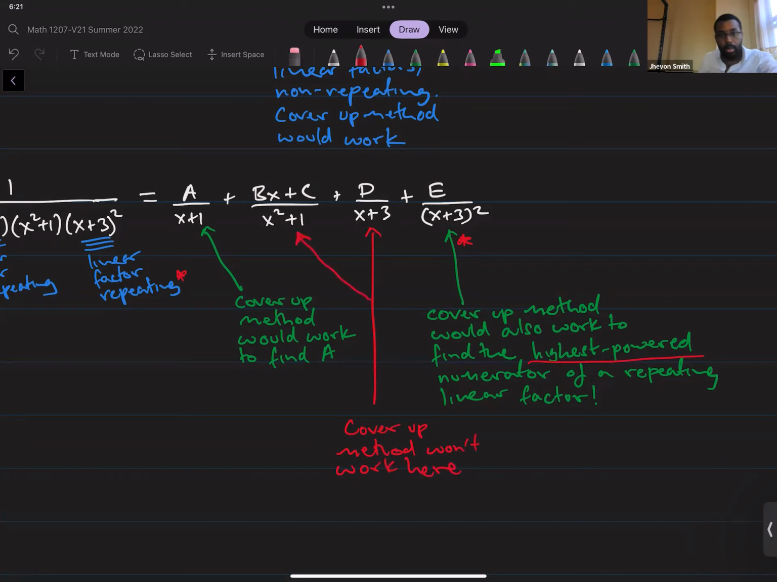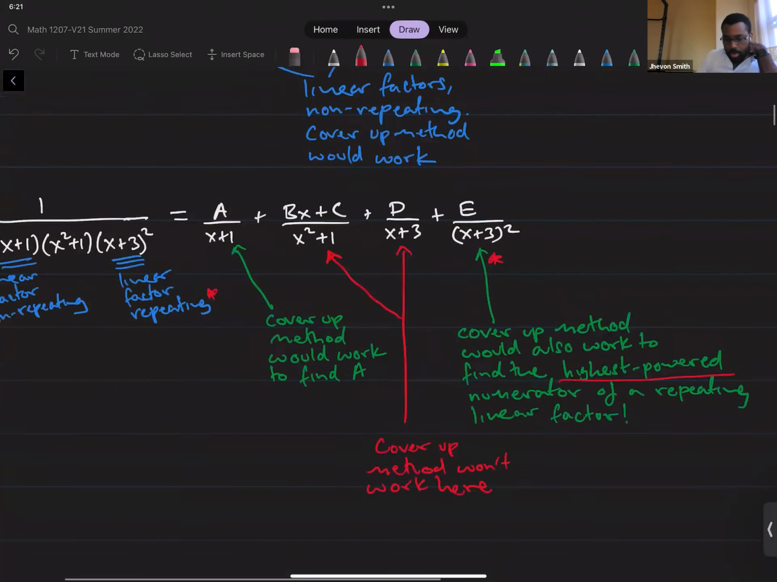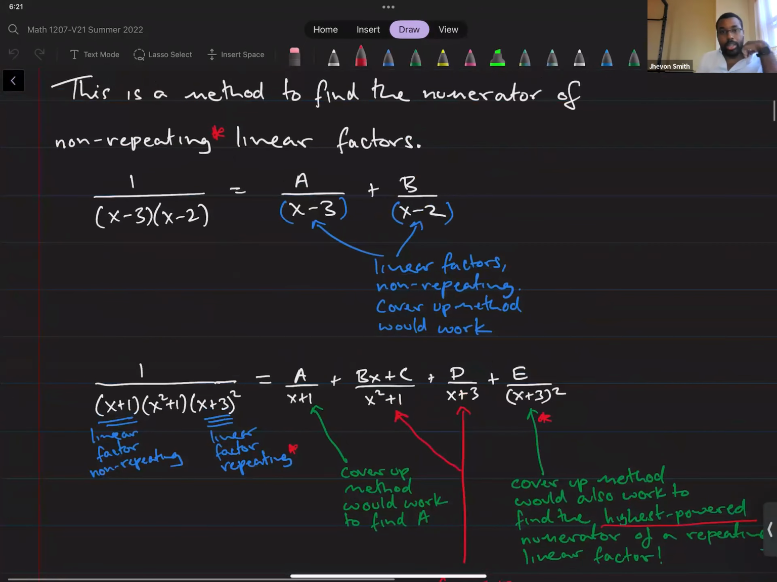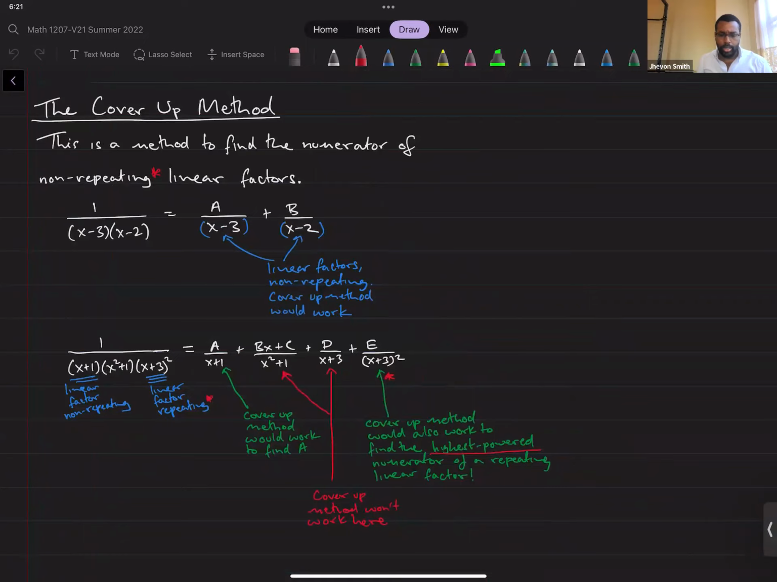Or here. Okay, so that's the first thing you should know: when it can work. The cover method can work completely on the first example, but for the second example, the cover method can only help us with the A and the E. The other stuff we'd have to do with one of the other methods that I mentioned. Okay, so that's the first thing.